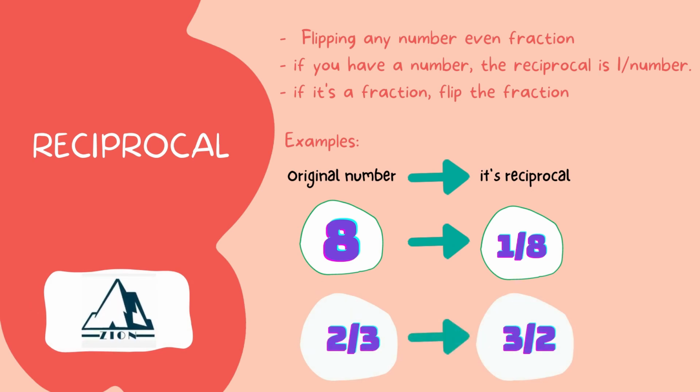In multiplicative property, there is what you call the reciprocal. Reciprocal means flipping any number, even a fraction, or flipping any whole number. So if you have a number, let's say 3, the reciprocal is 1 over 3, or 1 over the number. For example, the original number is 8, the reciprocal is 1 over 8. Any whole number is automatically over 1. Another example is 2 over 3, and the reciprocal is 3 over 2.